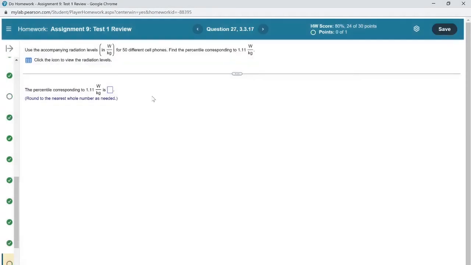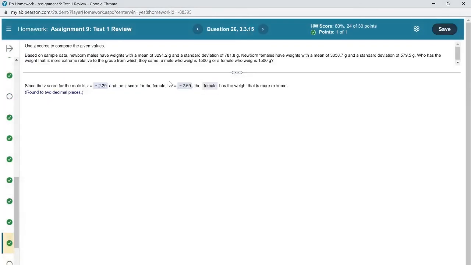Going back to this problem, the z-score for the female is more on the extreme side. Anything less than negative 2 is a significantly low, extreme value. So because of that, the female has a weight which is more extreme.